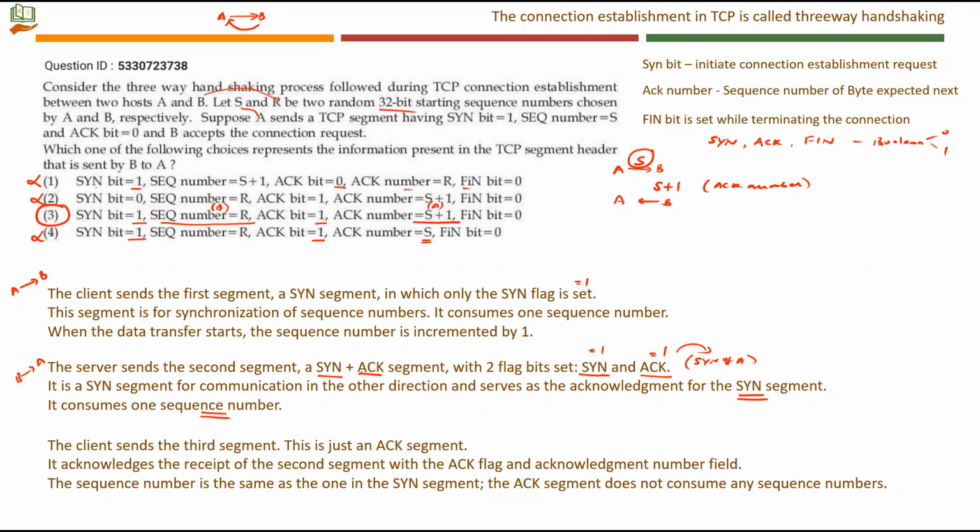Now what about the FIN bit? It is set to 0. It means it is actually communicating. It is not terminating the connection. When it has to terminate the connection, the bit will be set to 1. Only when you understand what happens in the three-way handshaking process, you will be able to pick up the right choice here.